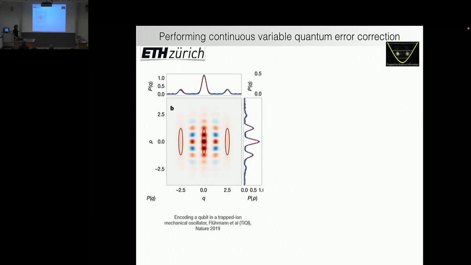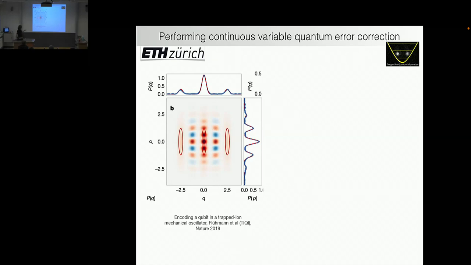So maybe you took analytical mechanics. Who took analytical mechanics? Yeah, a few. So maybe you remember that you draw phase space. And this is actually a quantum mechanical phase space, and you see that this is actually position and momentum. And what you should read here is that the ion sits here and here and here at the same time.